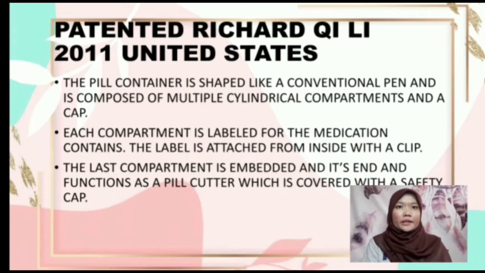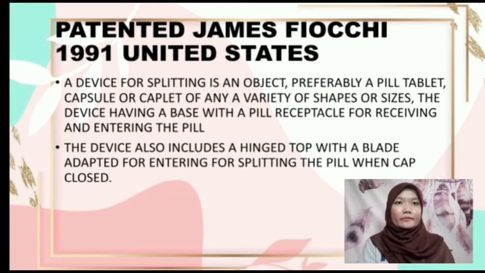Patent by Richard Keeley, 2011, United States. The pill container is shaped like a conventional pen and is composed of multiple cylinder compartments and a cap. Each compartment is labeled for the medication content. The label is attached from inside with a clip. The last compartment is embedded at its end and functions as a pill cutter, which is covered with a safety cap.